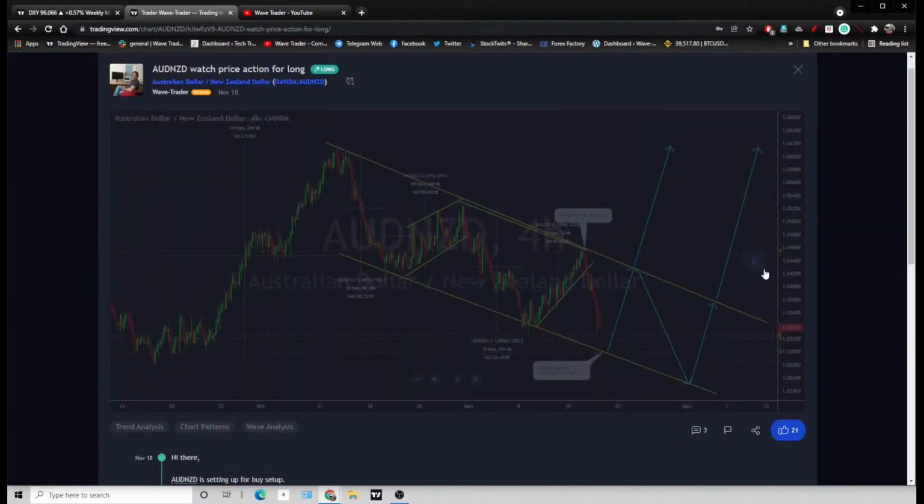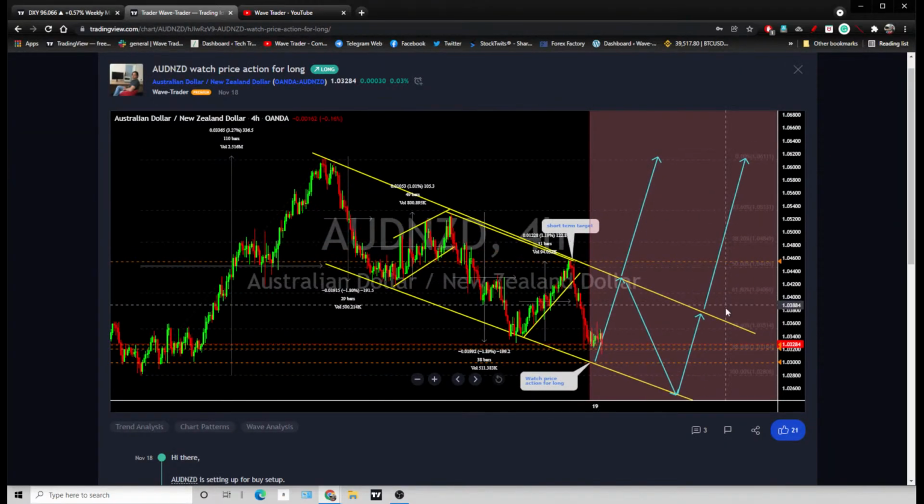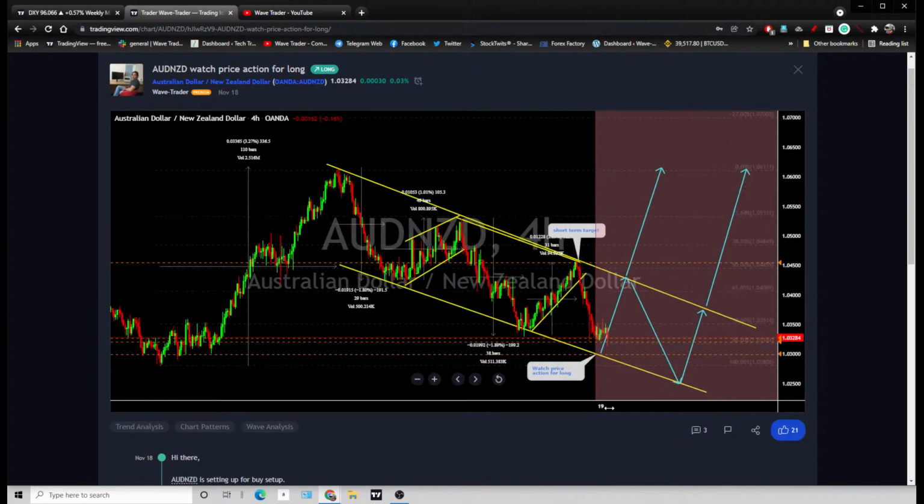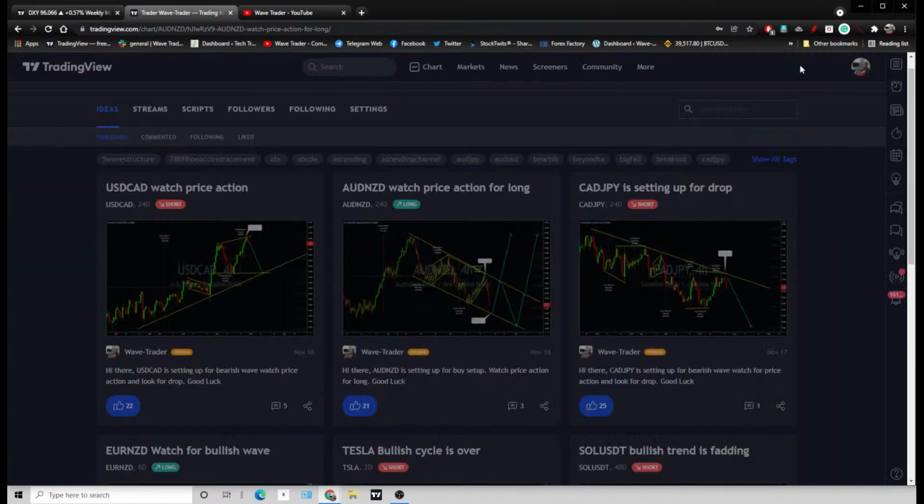The opportunity you are looking at is the Australian dollar, New Zealand dollar, AUD/NZD. It is coming back close to the 103 area again for the longer term, if you remember this pair. So the opportunity is setting up for a buy on it.